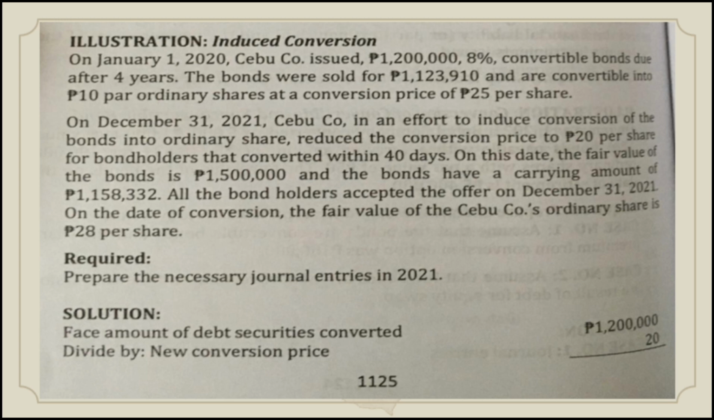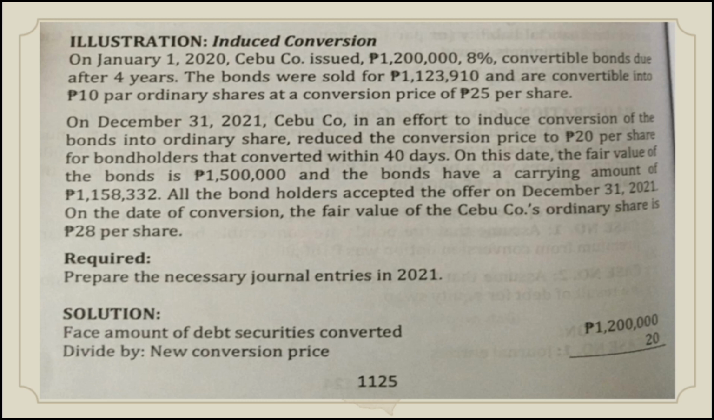On this date, the fair value of the bonds is 1,500,000 pesos and the bonds have a carrying amount of 1,158,332 pesos. All the bondholders accepted the offer on December 31, 2021. On the date of conversion, the fair value of Buko's ordinary share is 28 pesos per share. So, ang requirement is mag-prepare ta og necessary journal entries in 2021.